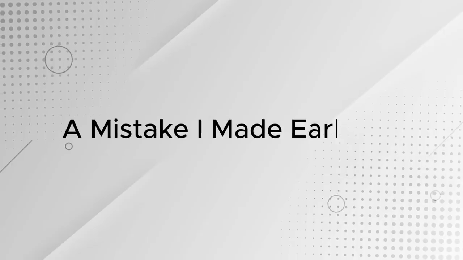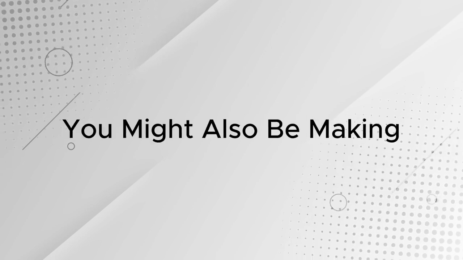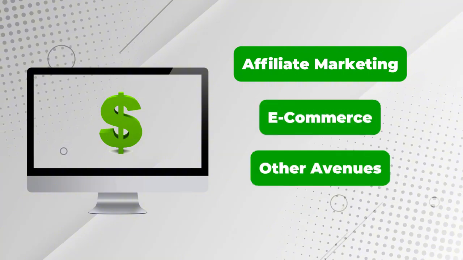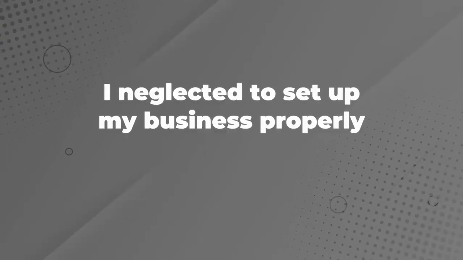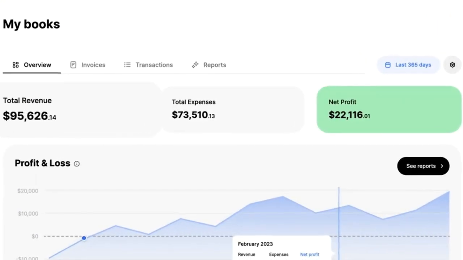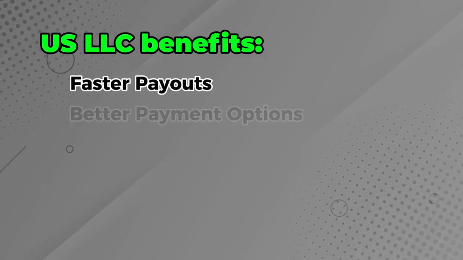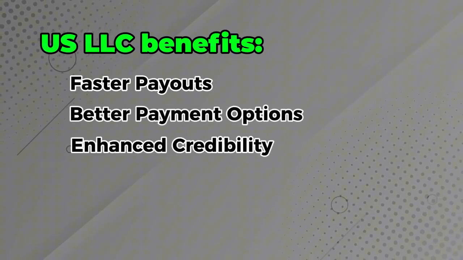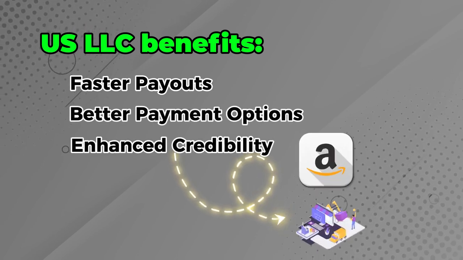Let me share a mistake I made early on, which many of you might also be making. When I began earning money online, whether through affiliate marketing, e-commerce, or other avenues, I neglected to set up my business properly. This was a significant oversight. Once I started generating income, I realized that establishing a legitimate business structure, such as a US LLC, was transformative. It enabled faster payouts, better payment options, and enhanced credibility, especially on platforms like Amazon or in dropshipping. Navigating this process alone can be quite challenging.